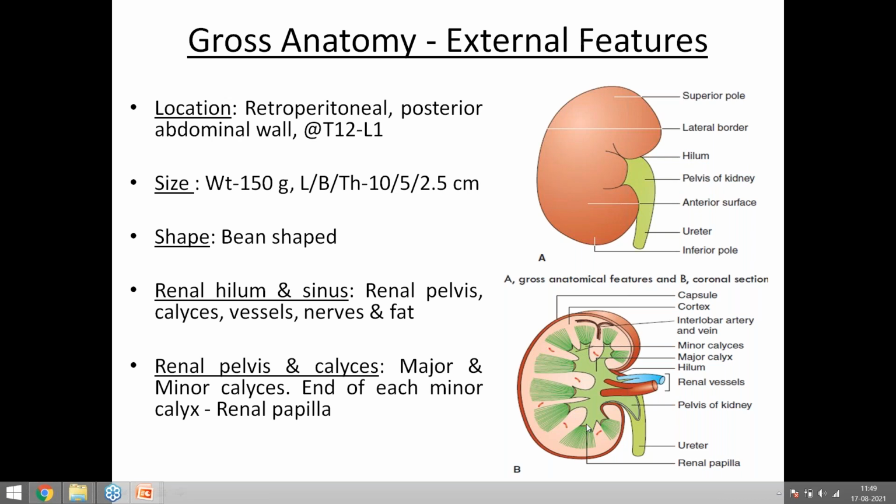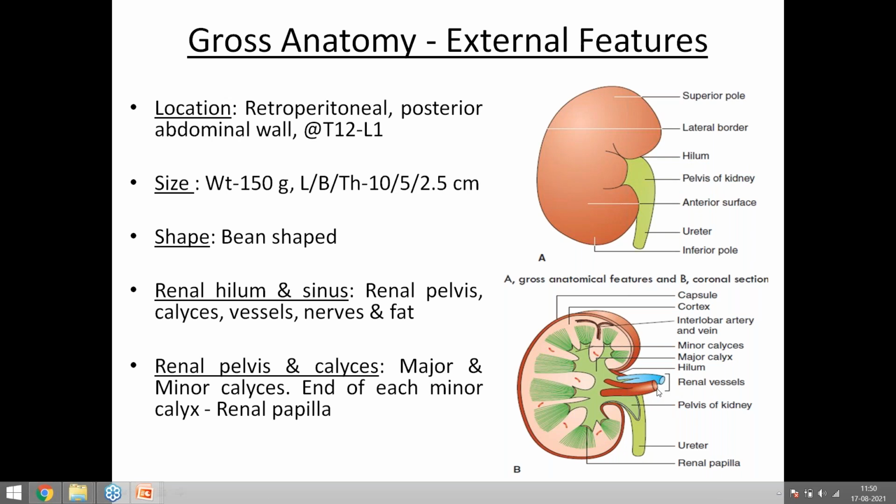Now each end of the minor calyx is shaped like a cup into which projects the kidney tissue called as renal papilla, or the apex of renal pyramid. So you see these are all pyramids here, okay? And these pyramids have a base and an apex, right? And the apex is fitting into this cup-shaped projection of the minor calyx, okay? And the apex of the pyramid is called as the renal papilla. Okay, here they've shown renal papilla.